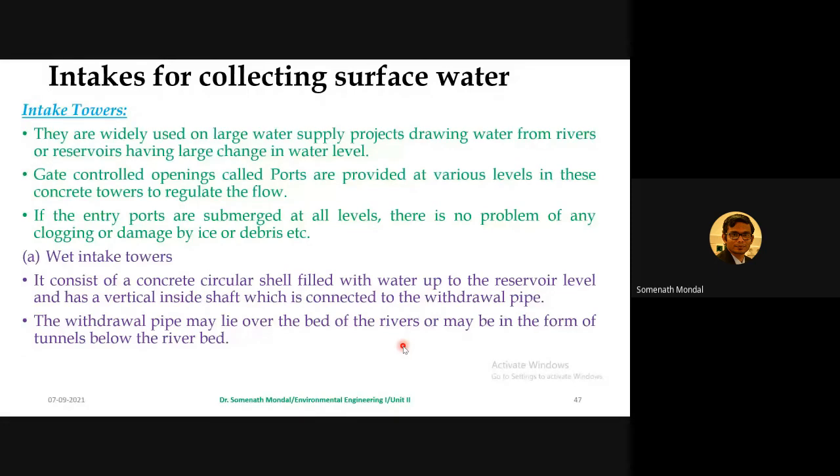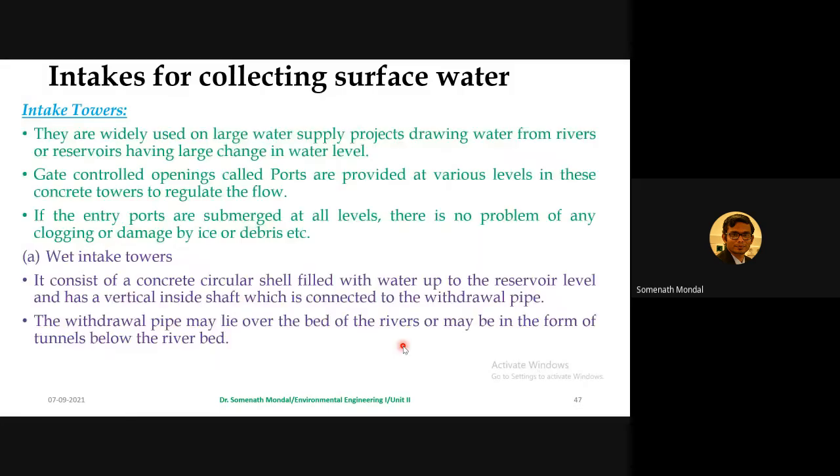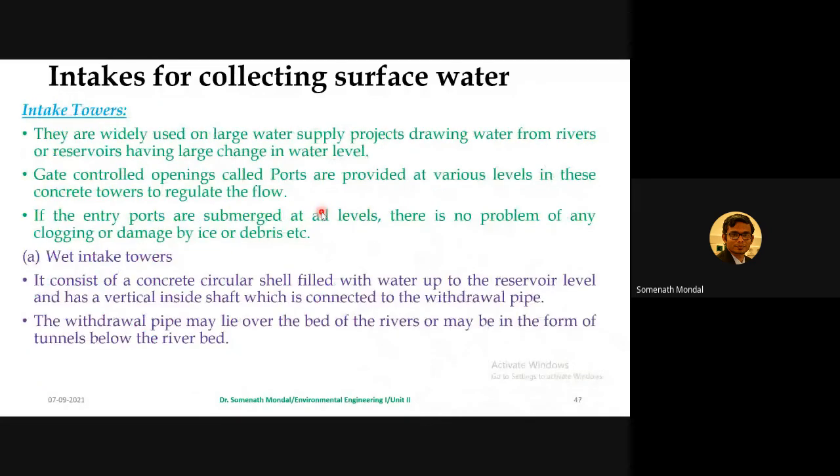Basically, a wet intake tower consists of a concrete circular cell filled with water up to the reservoir level and has a vertical inside shaft which is connected to the withdrawal pipe. The same thing we actually discussed previously. If you can see here also, we provided some, this place you can see. So this is nothing but the towers. This entire one is nothing but the towers which we are now talking about separately over here. Fine.